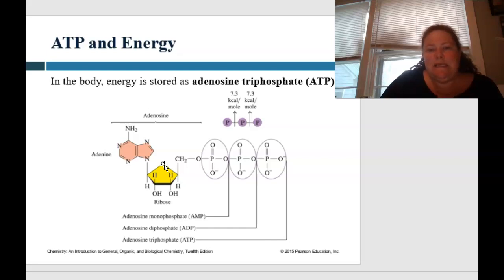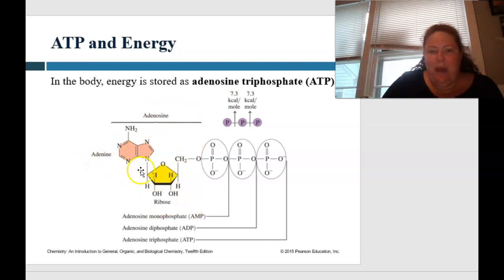Okay, so what is ATP and energy? Well, in the body, energy is stored as ATP. ATP's full name is adenosine triphosphate. And what this means is that we have 3 phosphates, 1, 2, 3, on an adenosine backbone. And the adenosine is an adenine plus a ribose.